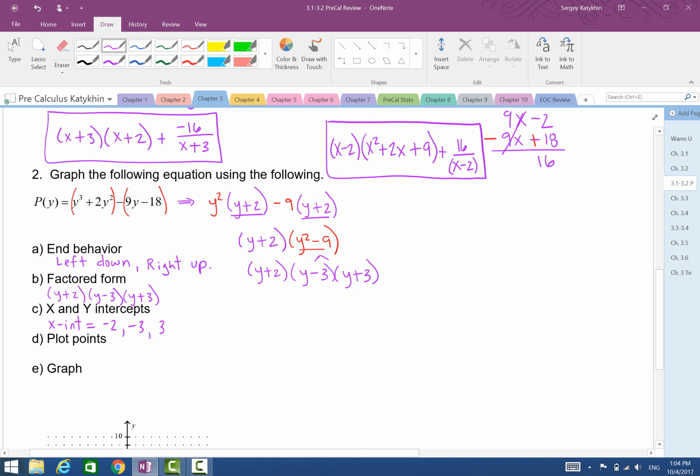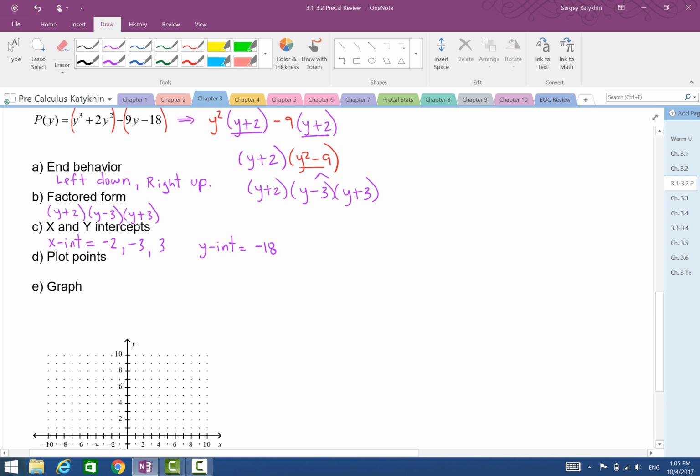Those are my zeros. To find the y-intercept, we have to set my x's equal to 0. In this term, it's actually the y's. So when I set those equal to 0, I get negative 18 as my answer.